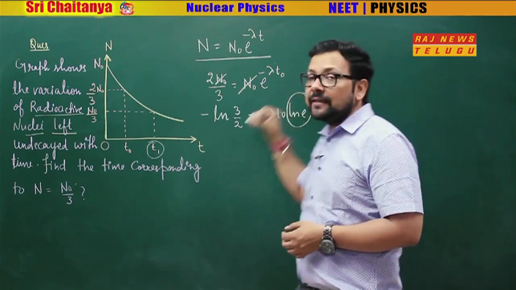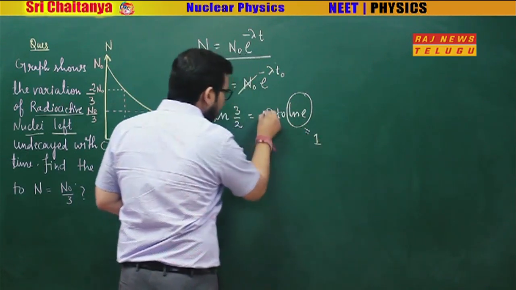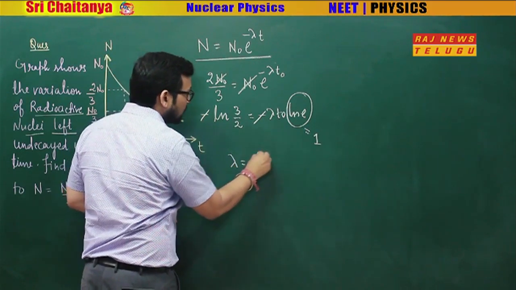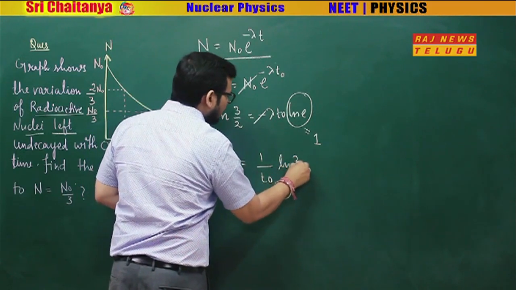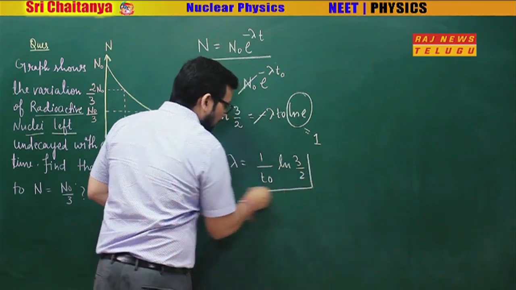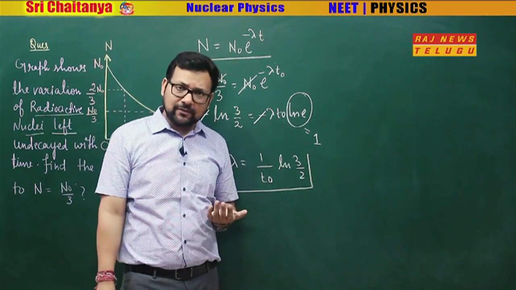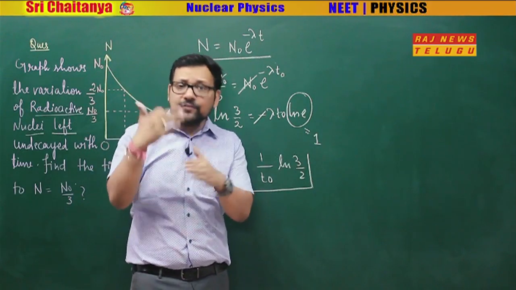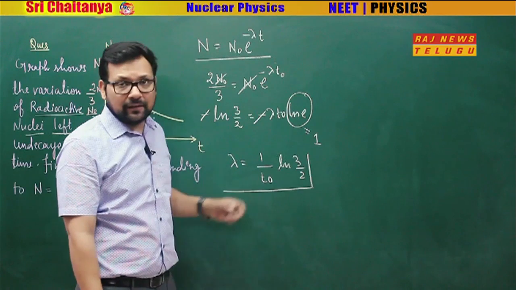And what is ln e? We know ln e is 1. Obviously the negative signs will be cancelled, and lambda is equal to 1 by t naught ln 3 by 2. This is a question in itself. Suppose there is an objective question, they might ask you the decay constant also, or the mean life also, that is 1 by lambda. So this is one question in itself.